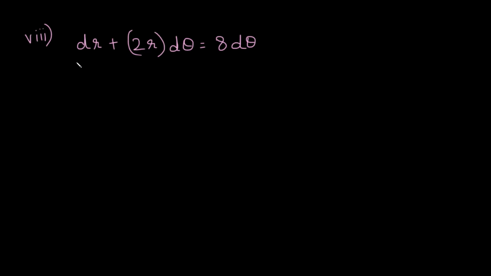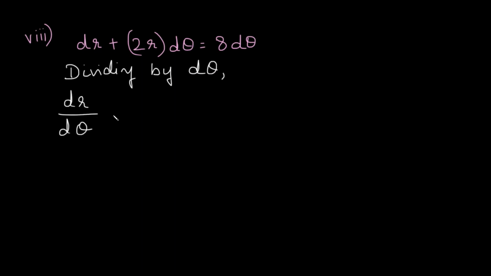Now in the 8th sum, the question is dr plus 2r d theta is equal to 8 d theta. So the independent variable is theta over here, and the dependent variable is r. So we divide all the terms by d theta. So dividing both the sides by d theta, we are getting dr by d theta plus 2r is equal to 8.